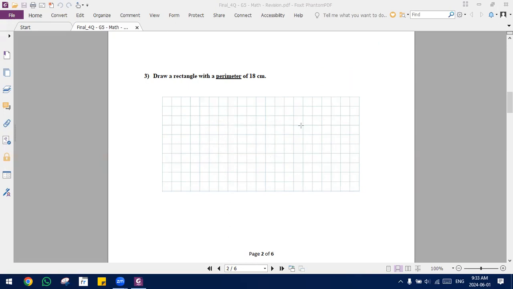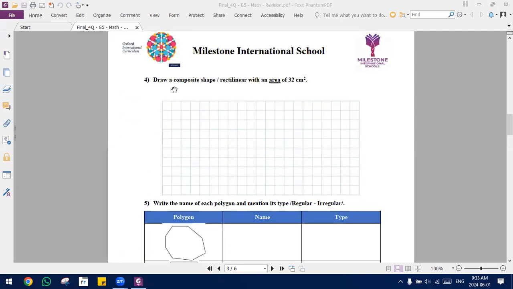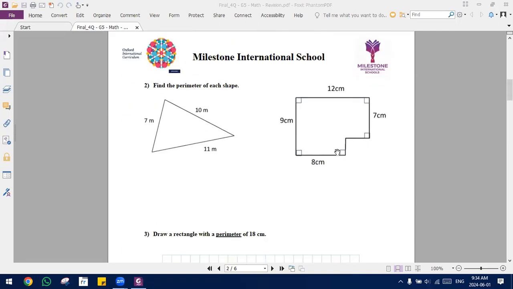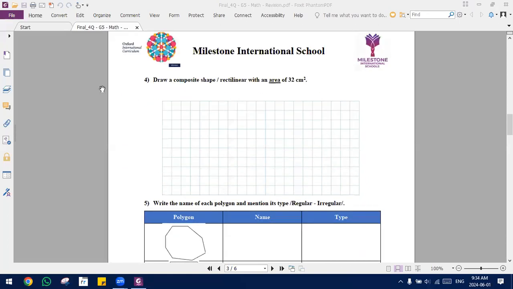Now, question 4 says, draw a composite shape or rectilinear with an area of 32 centimeters squared. So what is a composite shape or rectilinear? It's similar to that one, for example. We need the area to be 32. So here it's okay, you can draw and you can erase using a pencil. So for example, just try to do any random shape and then count the squares, okay? I'll try to do like an L shape.